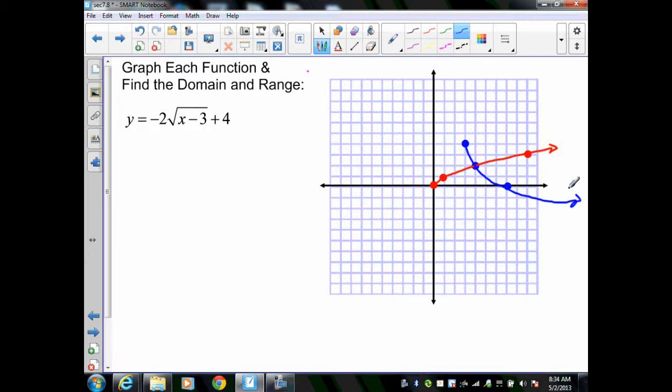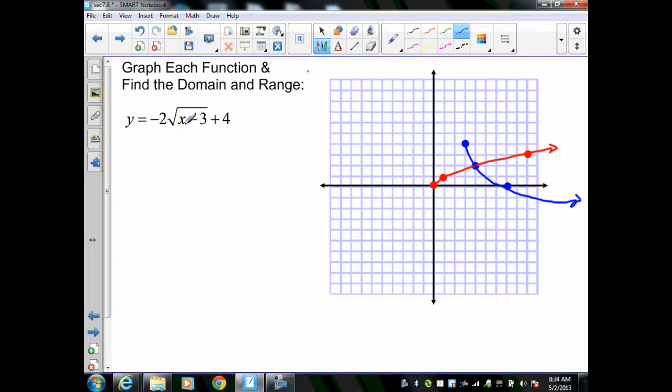Now I can verify that by just plugging in my x values. For example, 3. 3 minus 3 is 0. Square root of 0 is 0. Times the negative 2 is 0. 0 plus 4 gives me 4. 4 minus 3 is 1. Square root of 1 is 1. Times the negative 2 is a negative 2. Plus 4 is 2. And finally, 7.